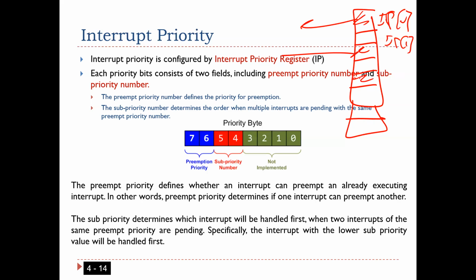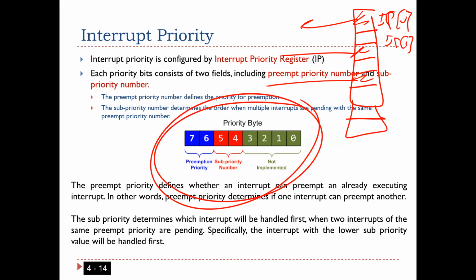Every source has 1 byte. In this byte I can write the value. Very simple. So again, for every source it has 1 byte, and I can write the priority value to this. How can we write the priority value? This is how it is. Yes, it is a byte, but actually I'm not going to use the whole byte.